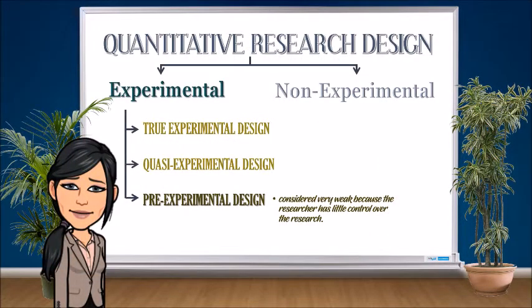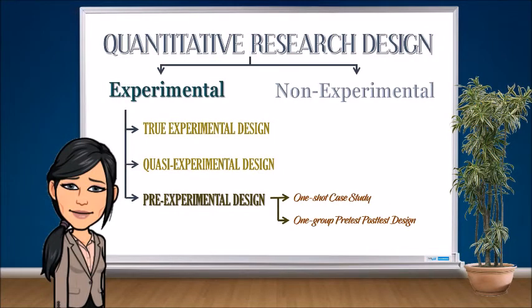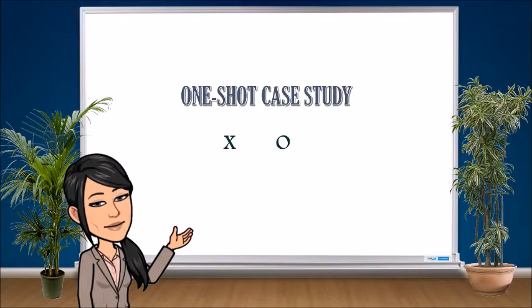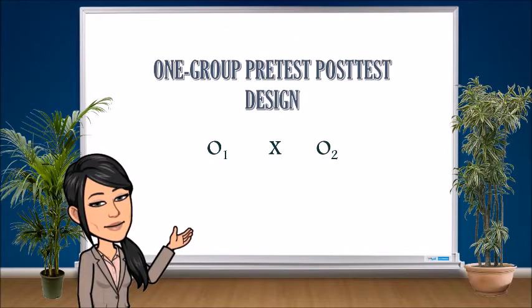The last type of experimental research design is pre-experimental research design. This experimental design is considered very weak because the researcher has little control over the research. The two kinds of pre-experimental research design are one-shot case study and one-group pre-test post-test design. In one-shot case study, a single group is exposed to one experimental treatment and observed after the treatment. One group pretest post-test design provides a comparative description of a group of subjects before and after the experiment treatment.